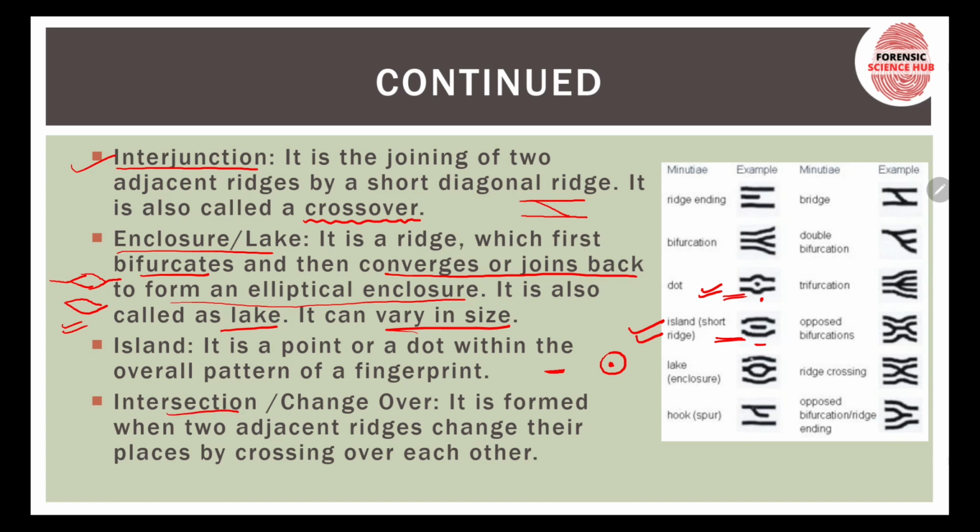Then comes intersection or changeover. It is formed when two adjacent ridges change their places by crossing over each other. So these were the two adjacent ridges and they simply crossed over each other like this. So this is known as intersection or changeover, or we can also say crossover. As you can see here in this picture, two ridges simply crossed each other.